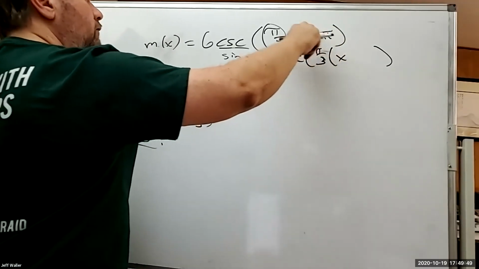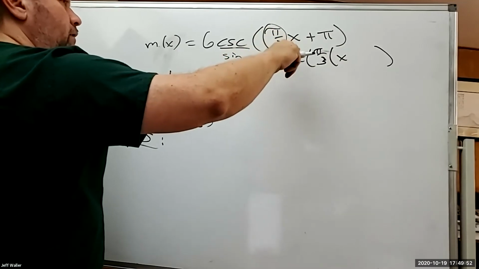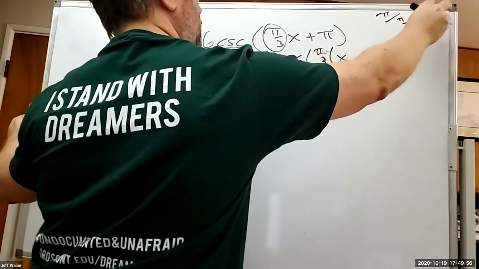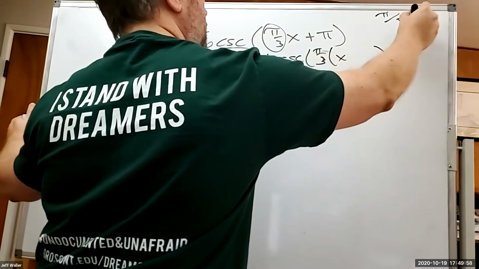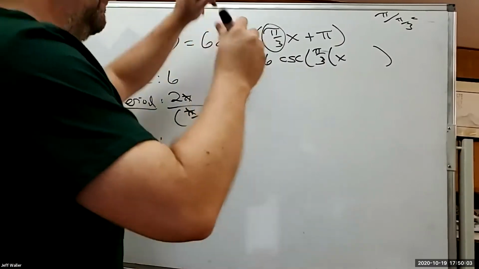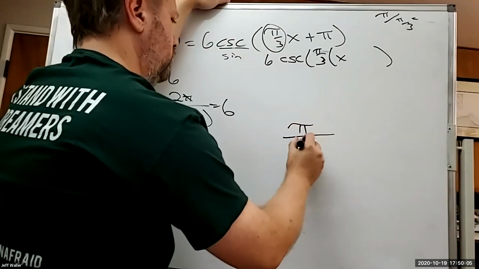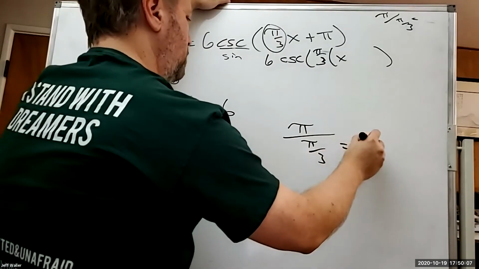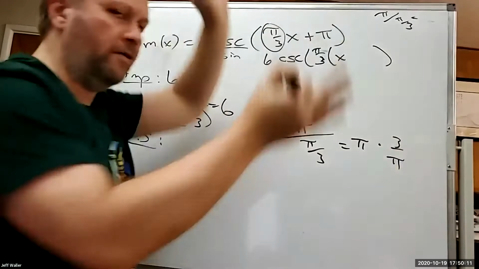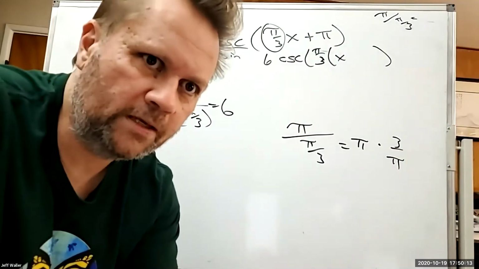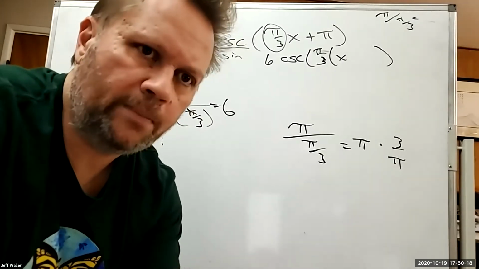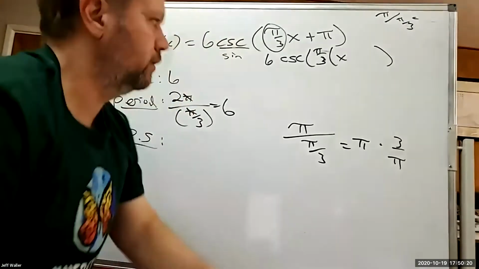What's pi divided by pi over 3? 1/3. No. And this is such a misunderstood thing. Isn't this just pi times the reciprocal? Isn't that all that is? People make such a big deal out of that, but if you're dividing something by a fraction, you multiply by that fraction's reciprocal. No big deal. Pi's cancel, I get 3.